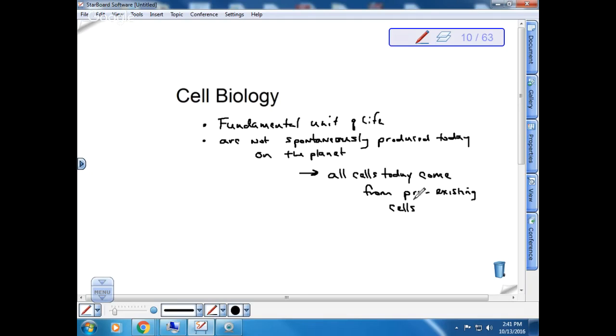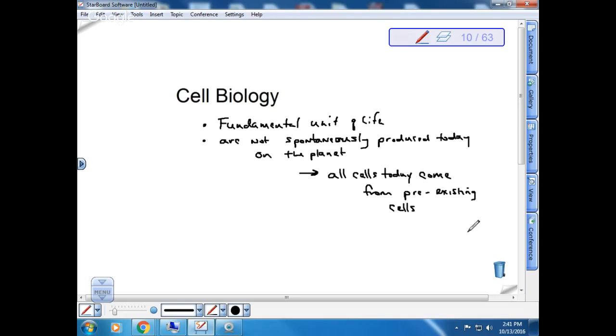And the reason for this is that they believe that our atmosphere was very different when cells were first forming 3 billion years ago on the planet. And now our atmosphere has lots of oxygen in it, which is very disruptive. And so the cells are not able to just kind of spontaneously come about.